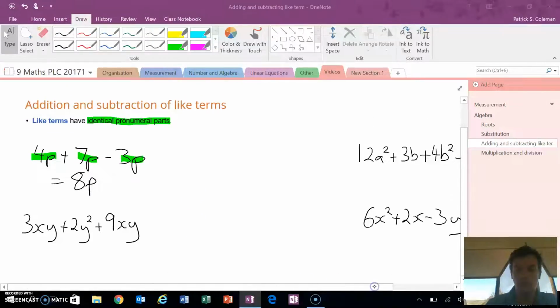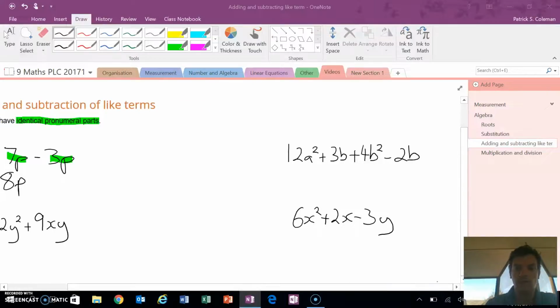And we'll go across to have a look at this one here. So 12a squared plus 3b plus 4b squared minus 2b. So what we're going to do first thing is highlight our like terms. Now 3b and 2b are like terms, they're the same. But 12a squared and 4b squared are not, so they're different. So we're going to leave those as they are.